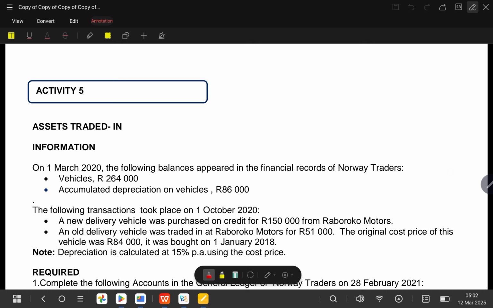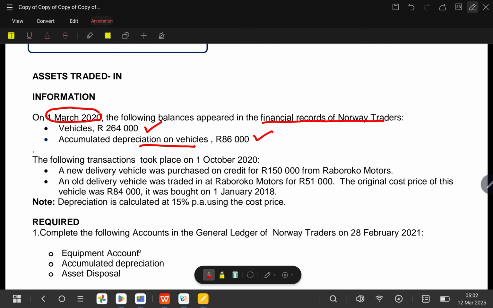So here they're saying that on the 1st of March 2020, the following balances appeared in the records of Norway Traders. The opening balance for our vehicles was 264,000, and for our accumulated depreciation on vehicles was 86,000. The first thing that you must do is make sure that you enter your information in your ledger accounts. We are required to do the vehicles account and also the accumulated depreciation and asset disposal.